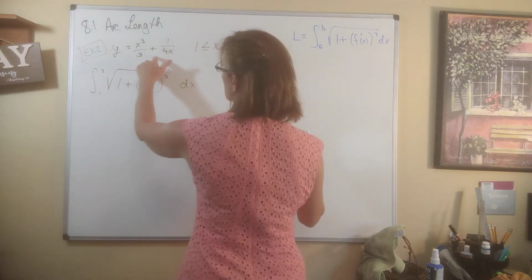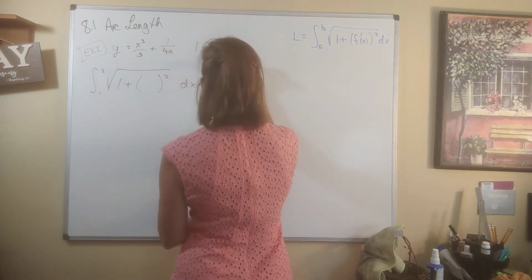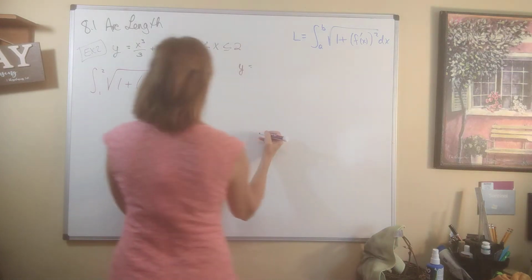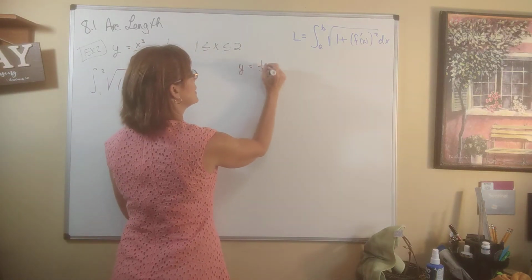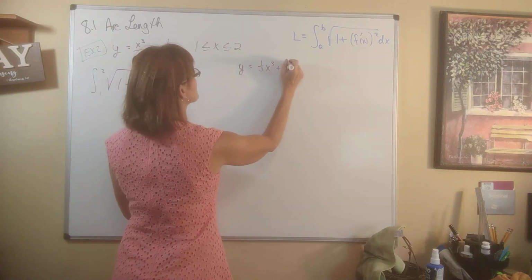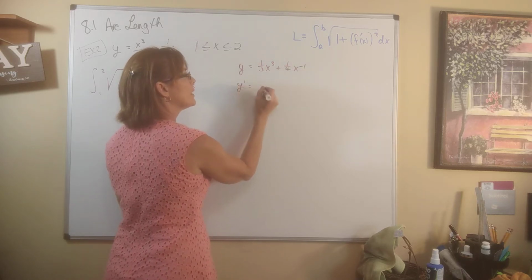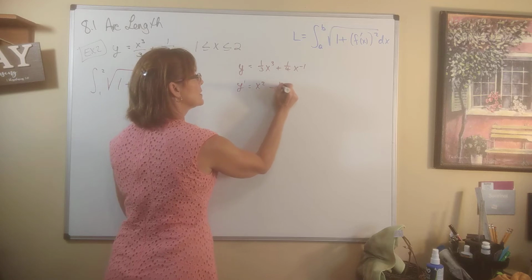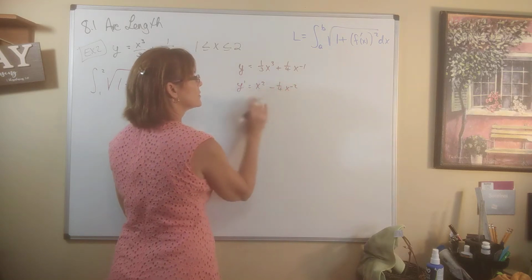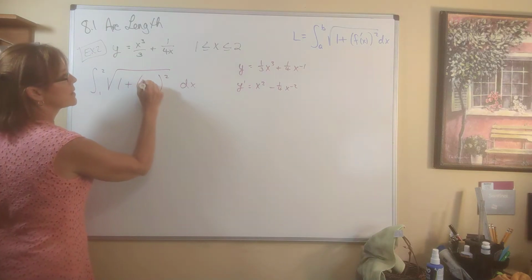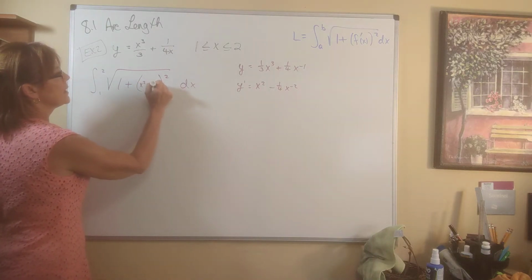Okay, so first I'm going to rewrite y in a form that I'm ready to take the derivative of. So this is going to be y is equal to 1/3 x to the third plus 1/4 x to the -1. So y prime will be x squared minus 1/4 x to the -2. So this is y prime. And so we're going to square this guy. X squared minus 1/4 x to the -2.